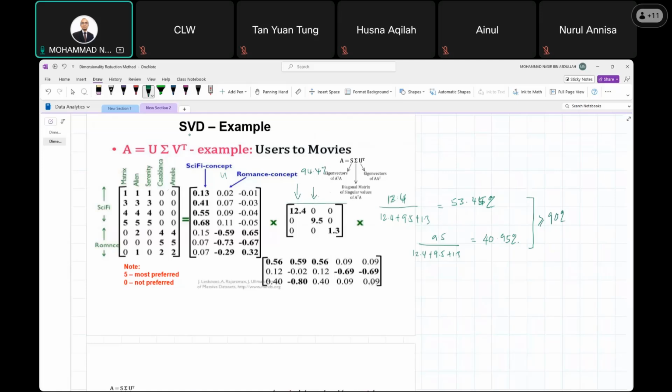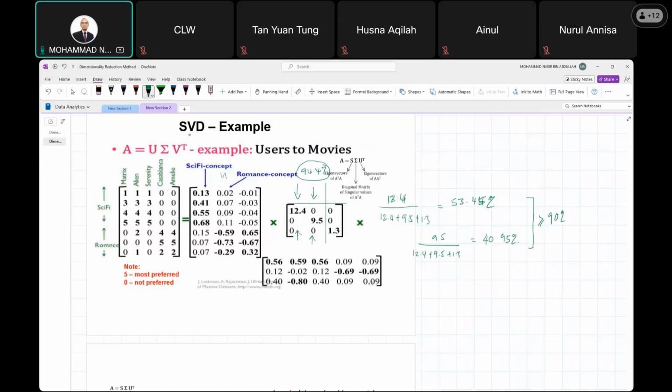So that is the point of dimensional reduction. We want to remove the less variance explained from the data set. So you want to select at least 90% of the variance explained in the data set. So in this case, we look at the diagonal matrix. We will select only dimension number 1 and dimension number 2, right?